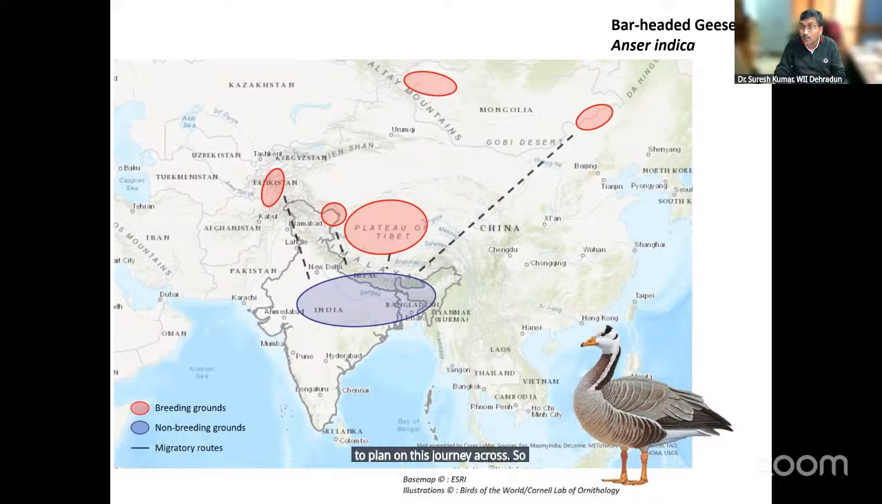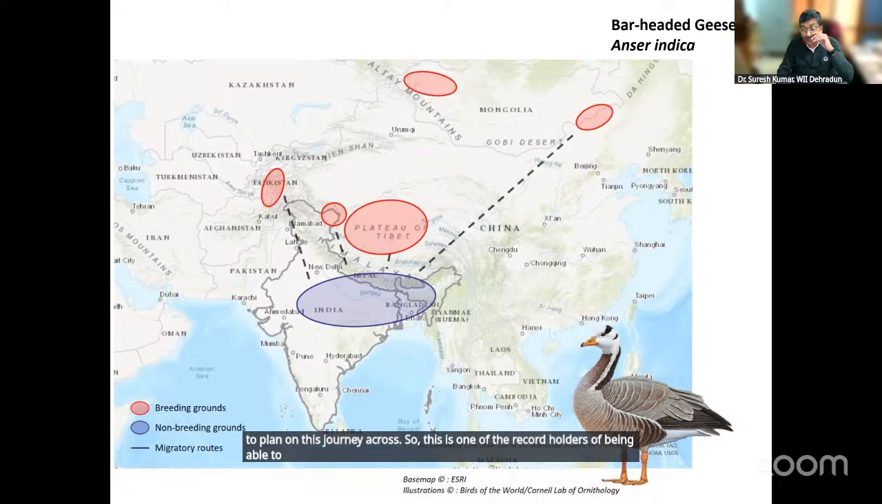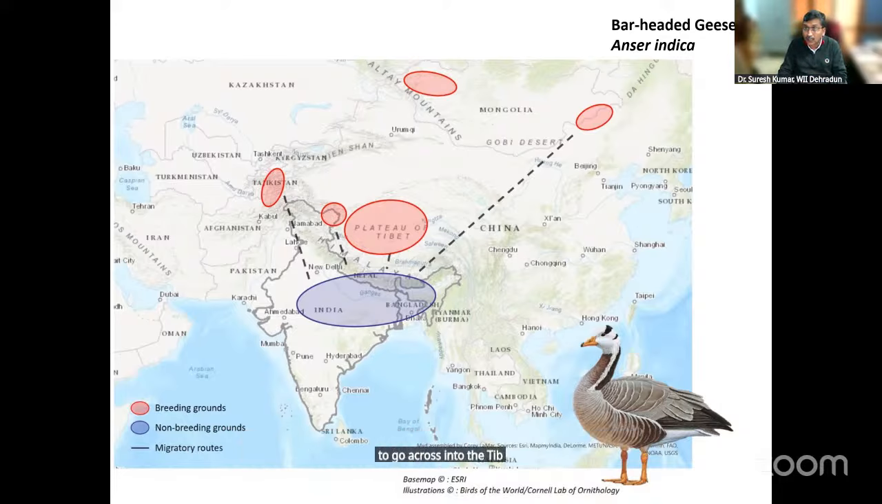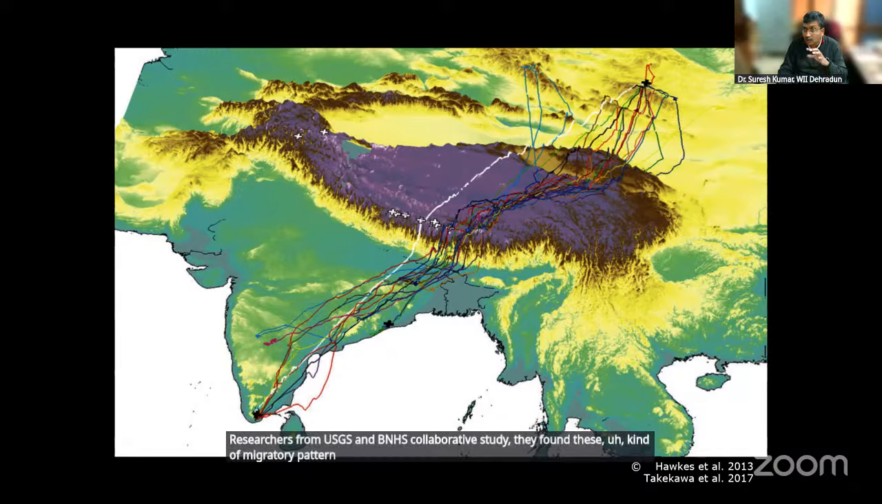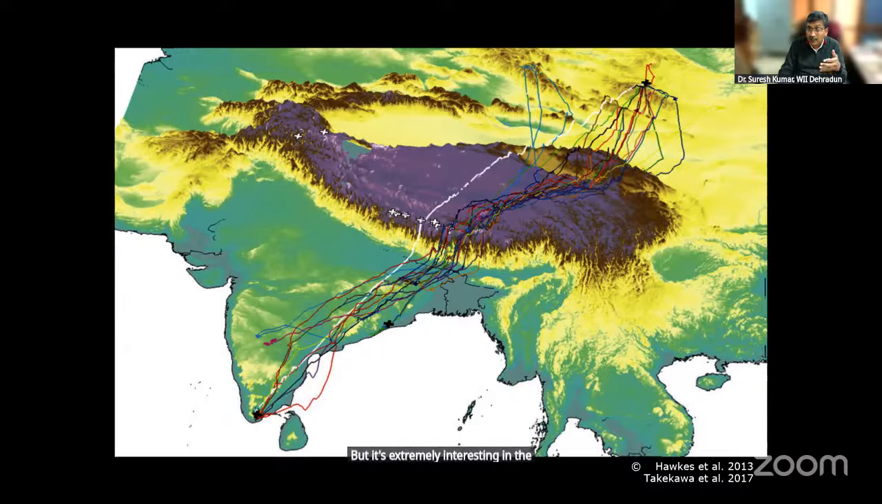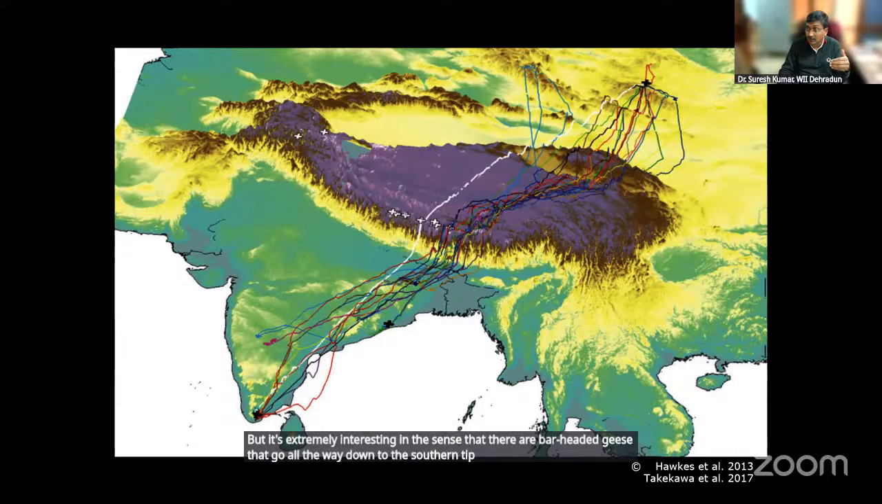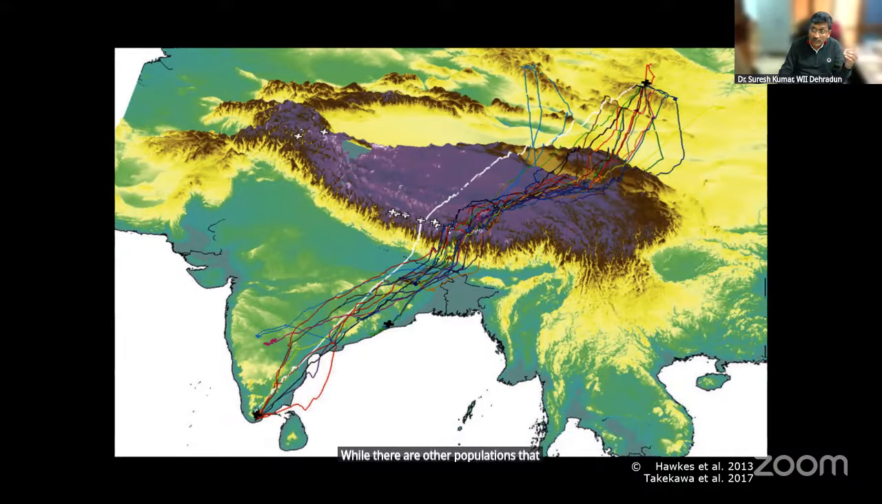So this is one of the record holders for being able to fly across the high Himalayan range into the Tibetan Plateau and into Mongolia to breed. The tracking studies by researchers from USGS and BNHS, a collaborative study, found these kinds of migratory patterns. I'm not going to get into the details of it, but it's extremely interesting in the sense that there are bar-headed geese that go all the way down to the southern tip of India, while there are other populations that move only till about Himachal Pradesh or maybe till Gujarat.